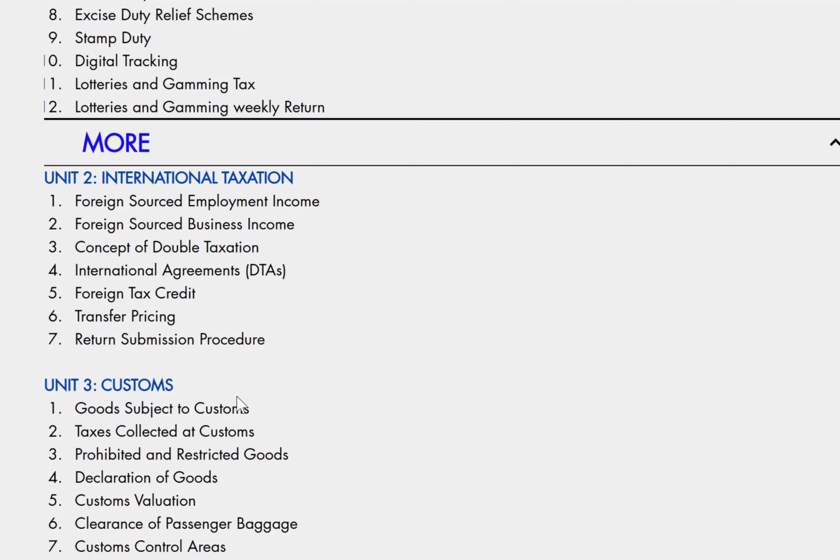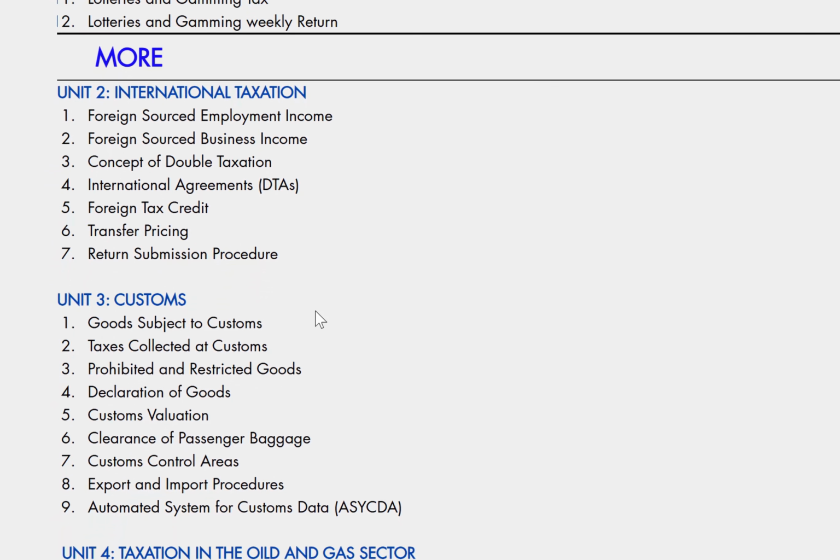Then Unit 3 covers customs. Those of you who have not engaged with customs, this is your opportunity. You should be able to appreciate the goods subject to customs. That discussion is there. What are the goods subject to customs? The taxes collected at customs, we shall be discussing that. We shall be discussing prohibited and restricted goods.